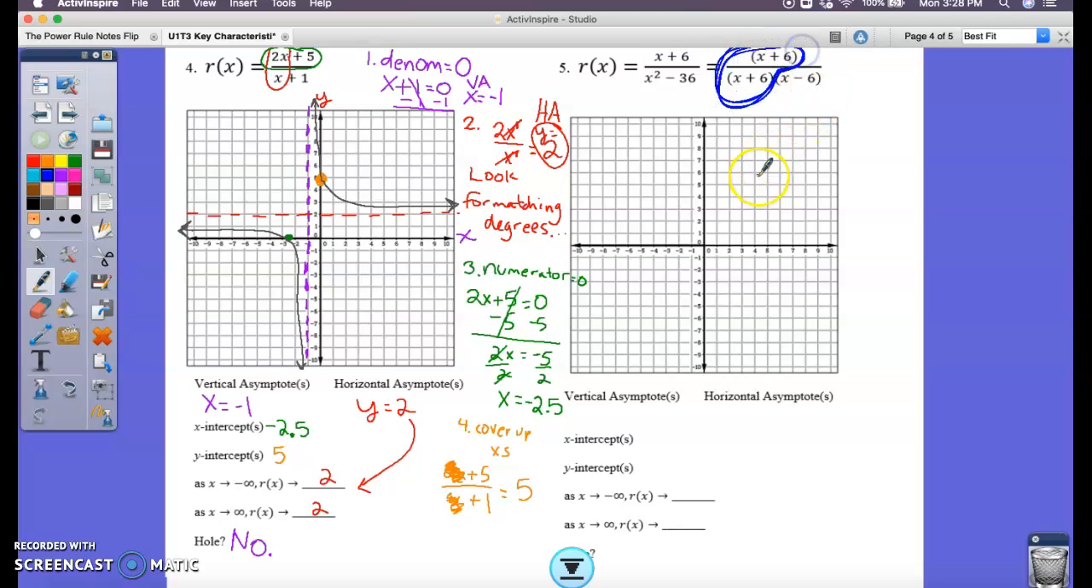But you're going to tell me, that's a hole, Miss Freibush. There's a hole. Matching factors give me a hole. So yes, I have a hole in this picture. Woohoo! Not only that, but I know the hole is when x is negative 6. So that x plus 6 over x plus 6 tells me, yes, there is a hole. And it is at x equals negative 6. So at negative 6, boom, I have a hole, because those match.